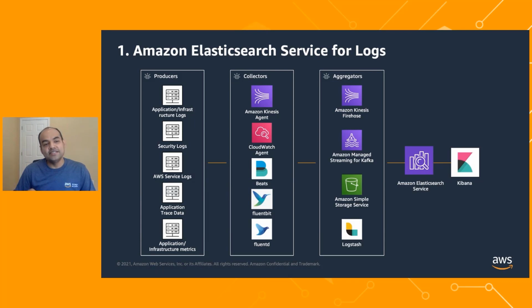Then these agents send data to aggregators, which is Amazon Kinesis Firehose. You can use even S3 or Logstash. A very popular option is Logstash along with Elasticsearch and Kibana. These aggregators send all your logs to Amazon Elasticsearch Service, which you can visualize on the Kibana dashboard.